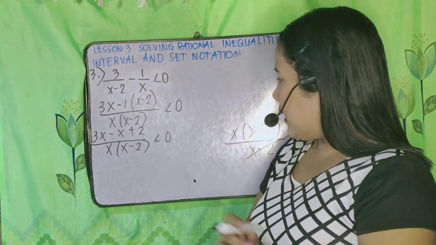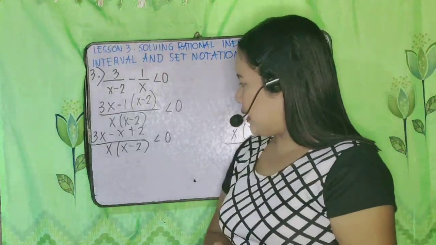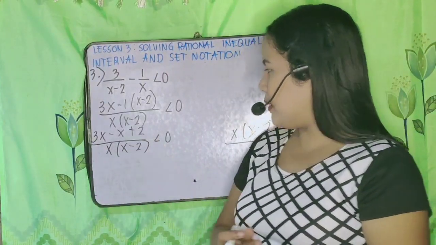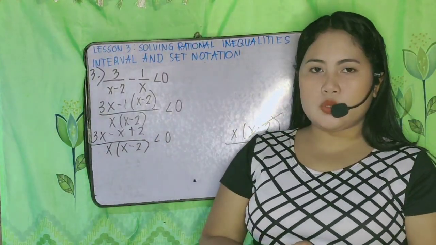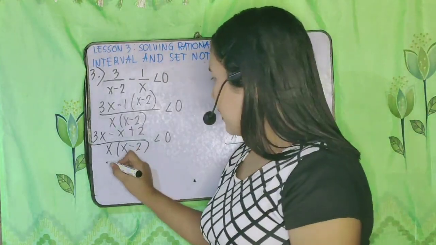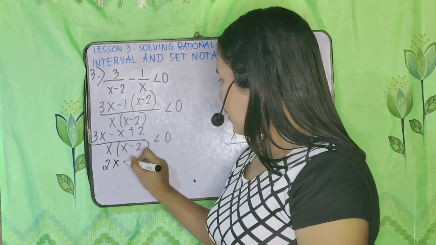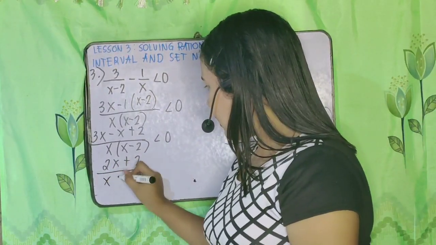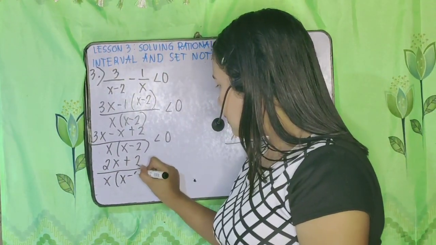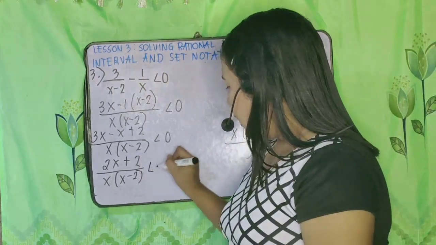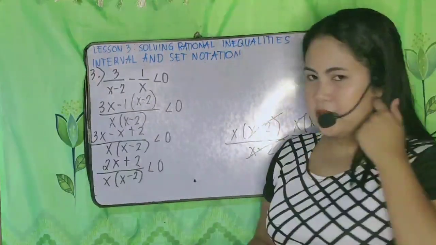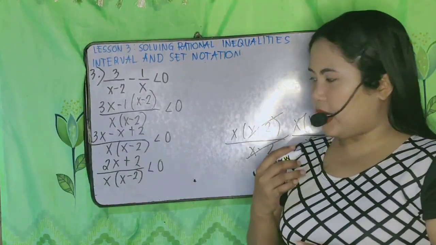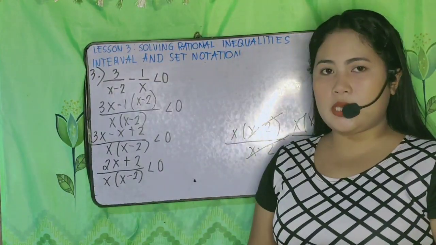Okay, so, combining like terms. We combine what can be combined. The x has a neighbor 1, right? So, 3 minus 1, we have positive 2, then copy x. So, copy plus 2, then copy the denominator, which is x times x minus 2, less than 0. This is our answer. Then, let's proceed to step number 2, which is factor.